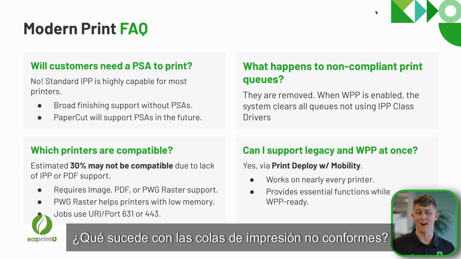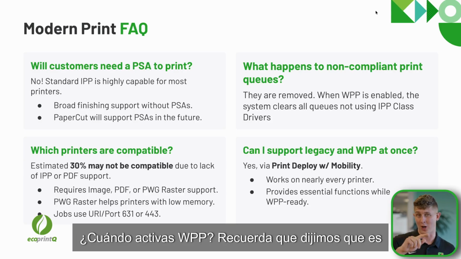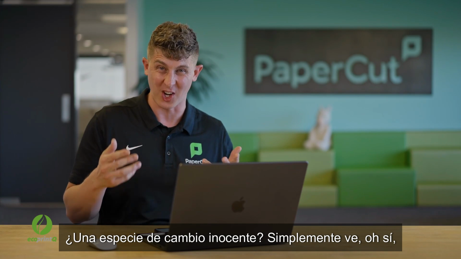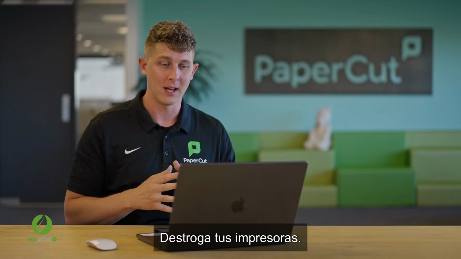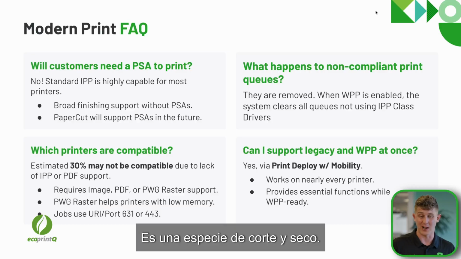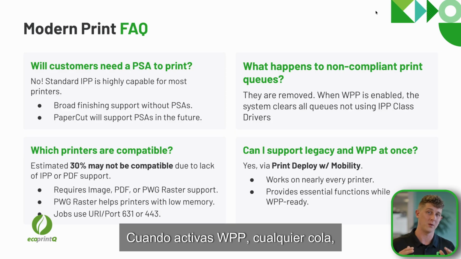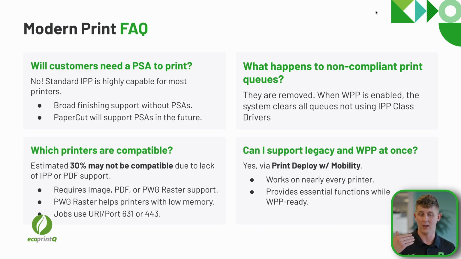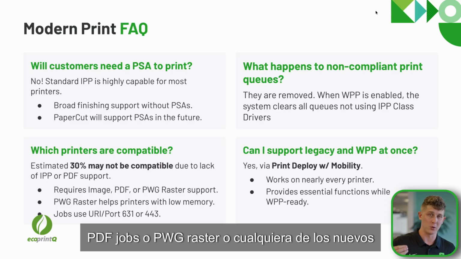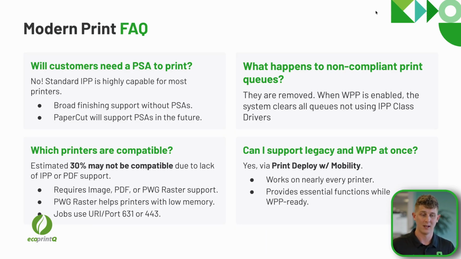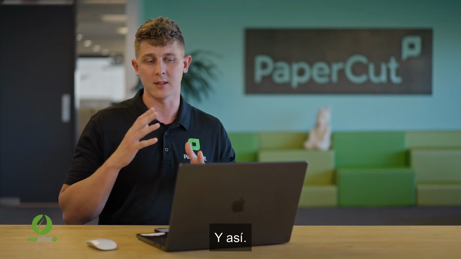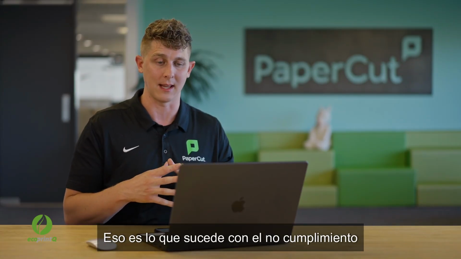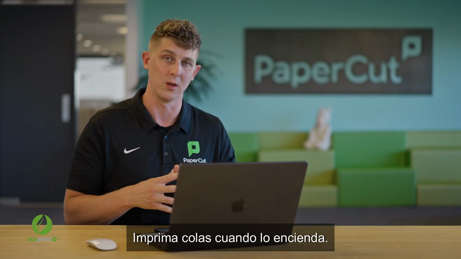Okay, what happens to non-compliant print queues when you turn on WPP? Remember we said it's kind of an innocent toggle. You just go, oh yeah, this seems pretty great, let me just turn this on. It blows away your printers. Well, it is kind of cut and dry. When you turn on WPP, any queues, especially legacy ones that don't support PDF jobs or PWG raster or any of the new formats, are going to suffer. And your queues that are configured with Type 3 drivers are going to get blown away. So just bear in mind, set some expectations with your customers that this is what happens to non-compliant print queues when you turn it on.